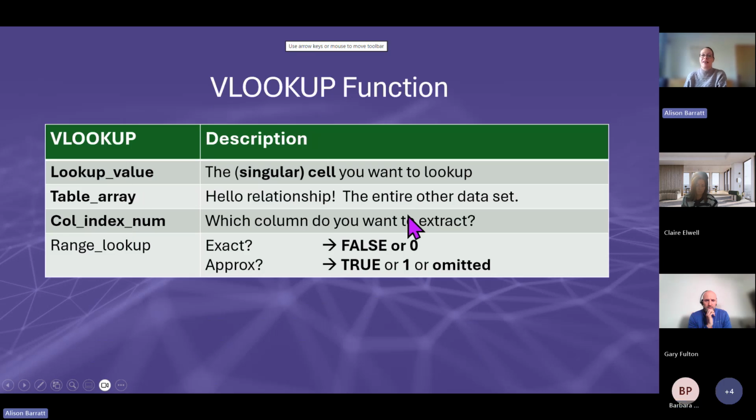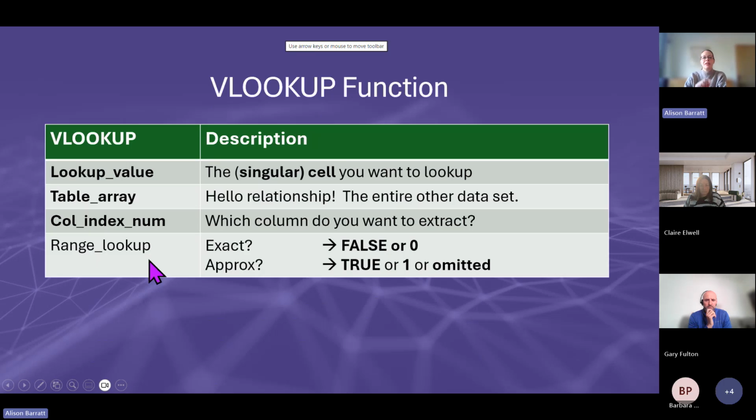fields. And I've got this as a PDF. I'm going to pop it into the chat for you in a second. So you've got these three mandatory fields that you have to tell Excel for your VLOOKUP to work. This one, you'll notice it's not in bold, and that's because Excel classes it as optional.